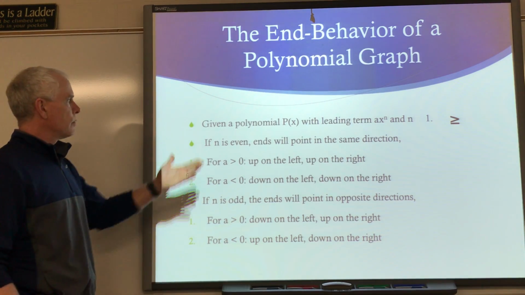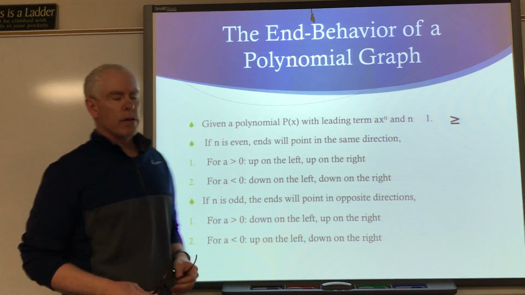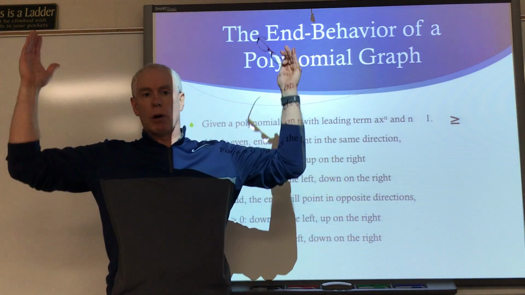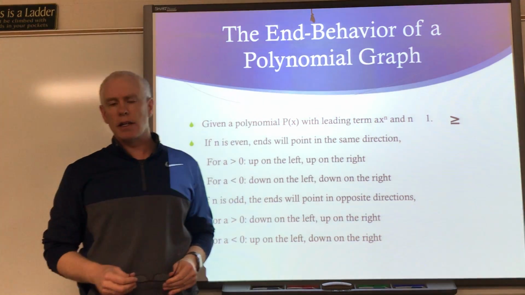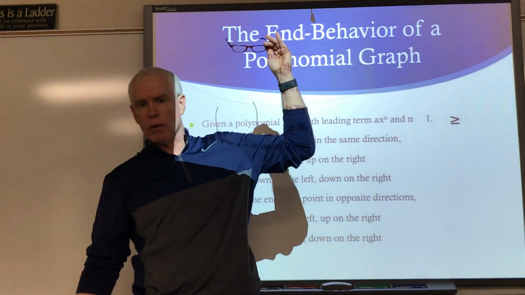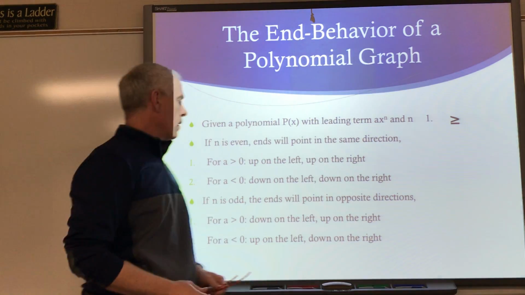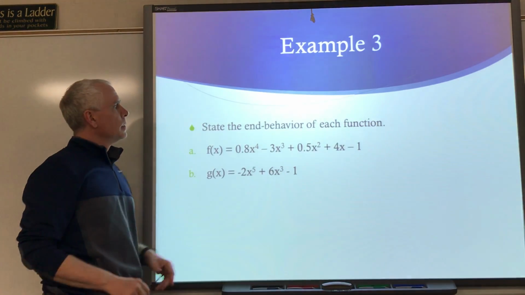These are just the general characteristics of the end behavior that we talked about. And we've already mentioned this. If it's even and the leading coefficient is positive, up, up. Leading coefficient negative, down, down. If it's an odd degree, leading coefficient positive, down, up, negative, up, down. That's all this page is telling you guys.